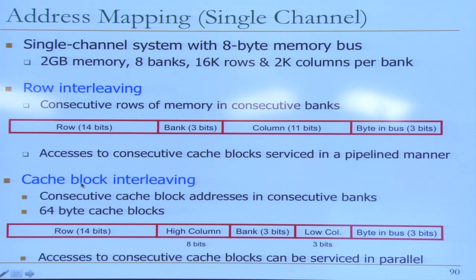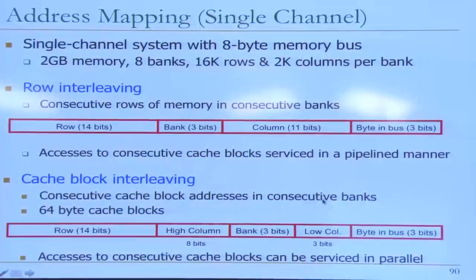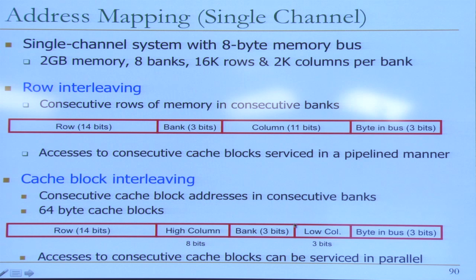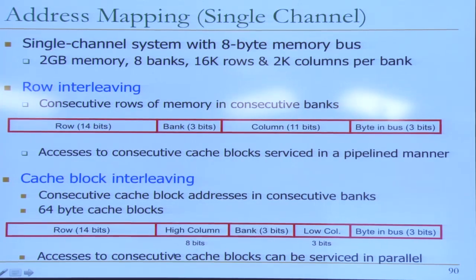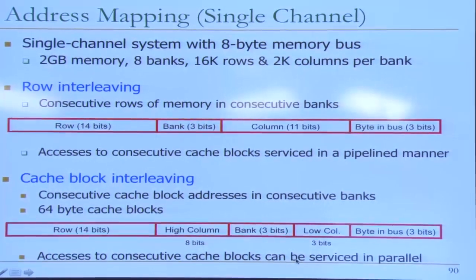On the other hand, if you have cache block interleaving, your address bits look like this. Basically, consecutive cache block addresses go to consecutive banks. Cache block 0 goes to bank 0, cache block 1 goes to bank 1, cache block 2 goes to bank 2. And this is how we accomplish it, basically, by selecting the bank bits such that they come after the bits that are needed to identify the cache block. Right? Basically, a cache block is 64 bytes. You chop off the bottom 6 bits, and you select the bank bits coming after that. In this case, the access to consecutive cache blocks can be serviced in parallel in the different banks. But they still need to be pipelined through the data bus, because the banks share the data bus. OK?